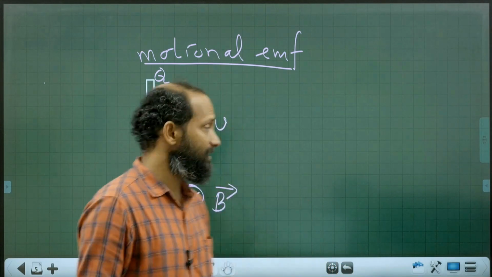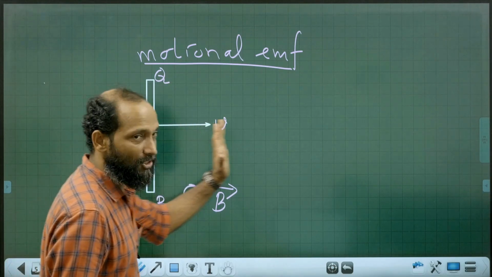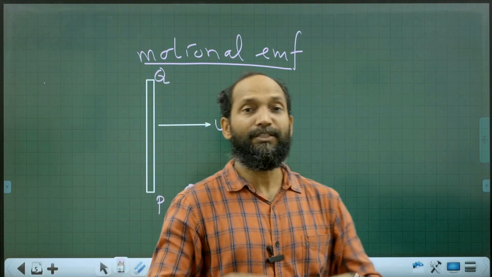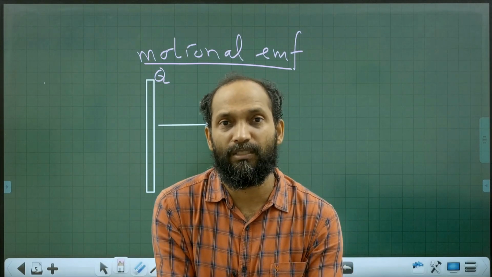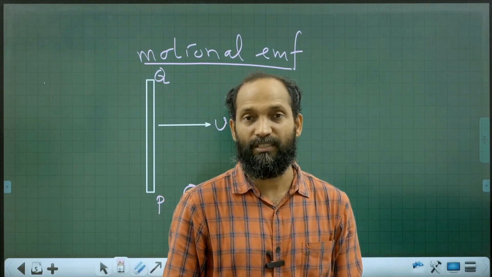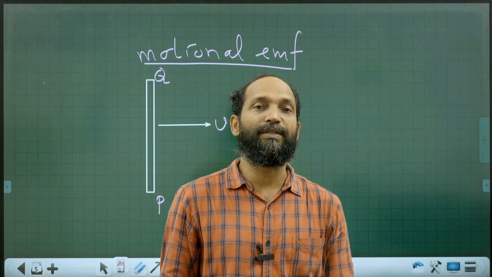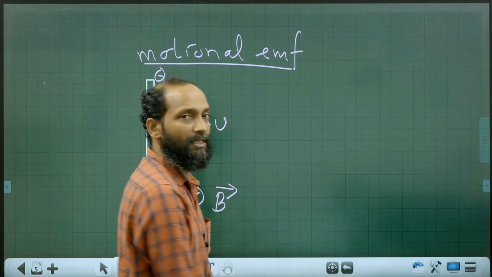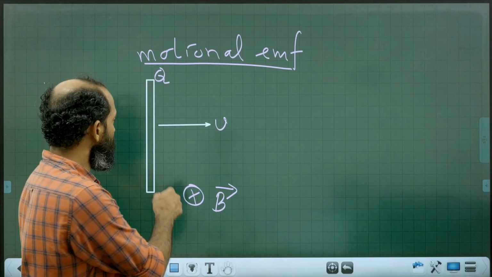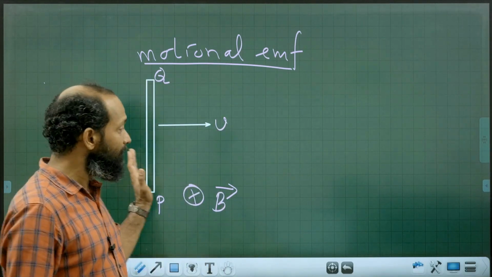But what happens? When this conductor is moving towards the right, the large number of free electron density of the conductor also moves with that. Otherwise, it will not leave the electrons there and the conductor alone moves. It doesn't happen. The conductor takes the free electrons. When the conductor moves, the free electrons also move together. Right?